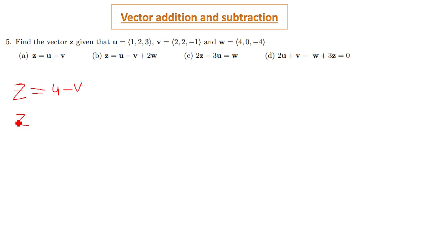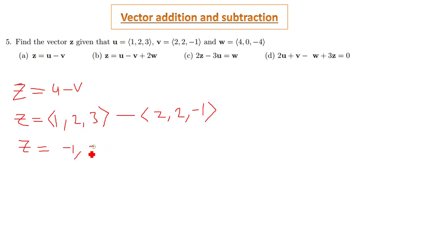So the vector z will now just be equal to, we replace there. Our u is 1, 2, 3, minus our v, which is 2, 2, negative 1. So our z will simply be equal to 1 minus 2, which gives us negative 1, comma 2 minus 2 gives us 0, 3 minus negative 1 gives us 4. So this is our vector z.